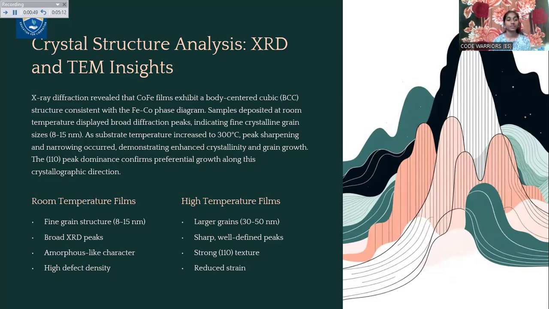Room temperature films: fine grain structures, 8 to 15 nm, broad XRD peaks, amorphous-like character, high defect density. High temperature films: larger grains, 30 to 50 nm, sharp, well defined peaks, strong 110 texture, reduced strain.